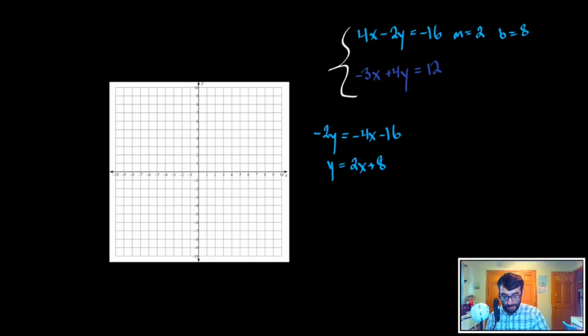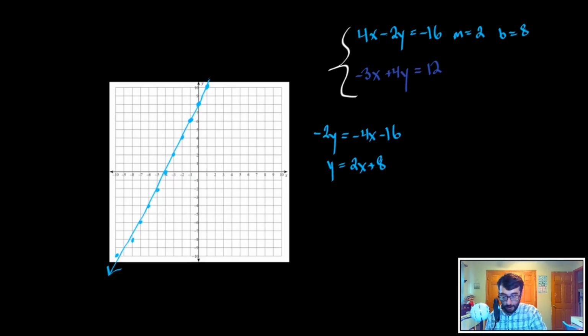So I'm going to plot that one. So up 2, right 1, and notice I'm already out of room there, so I'm going to go backwards. So down 2, left 1, down 2, left 1, and just keep doing that until you run out of room. Okay. There I am. All right. So there we go. And here is our line.